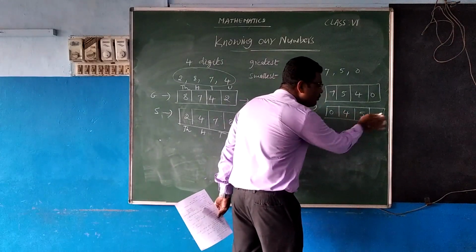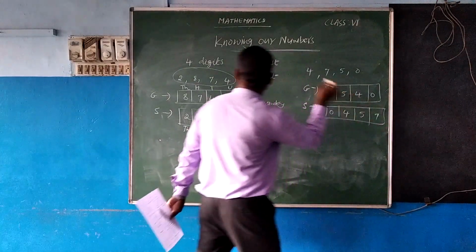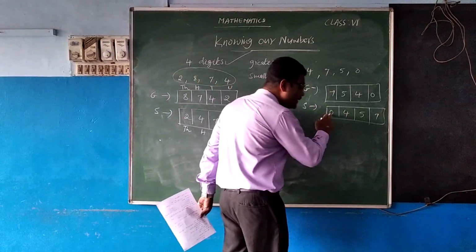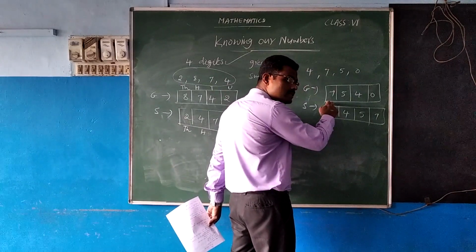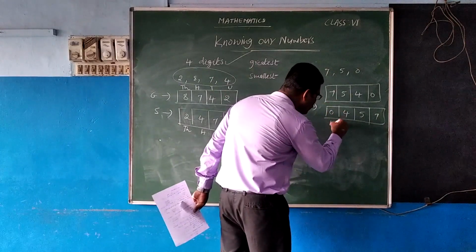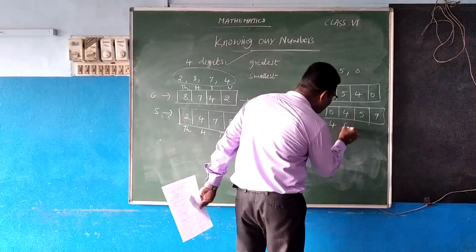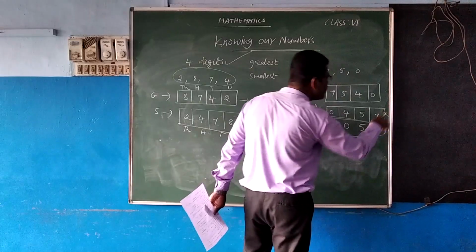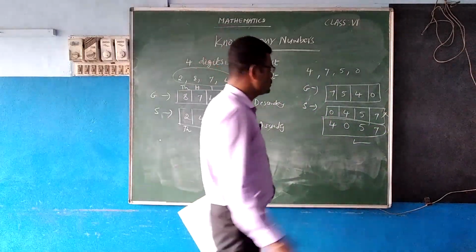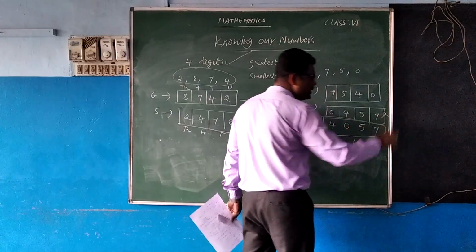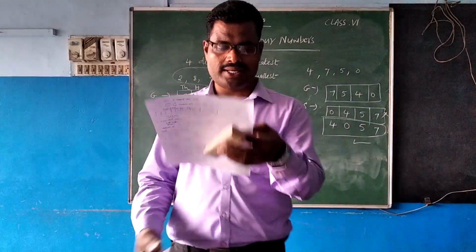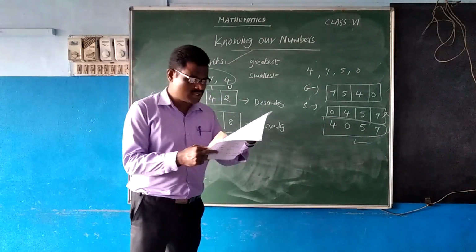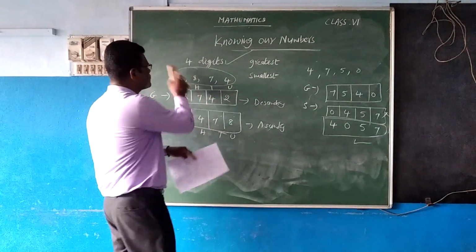How to read 457? It is not a 4-digit number. It is a 3-digit number. So we cannot place 0 in the thousand place. At that time, we have to write 4 first. Then we will place 0 and 57. So this is the right one, this is not. Clear? So this is 4057.